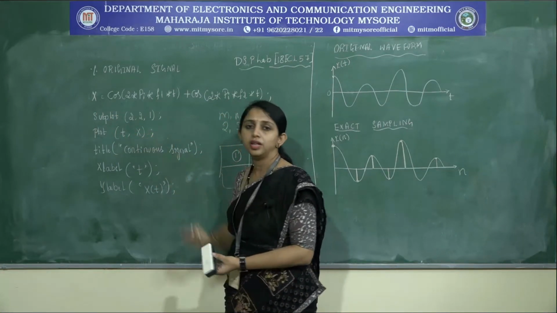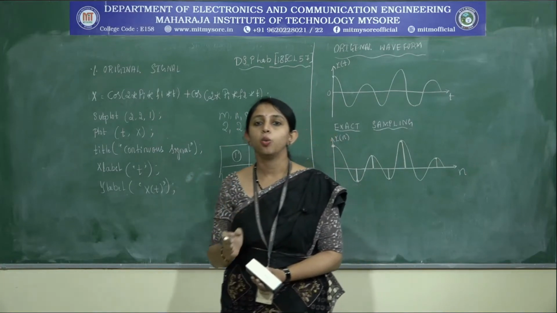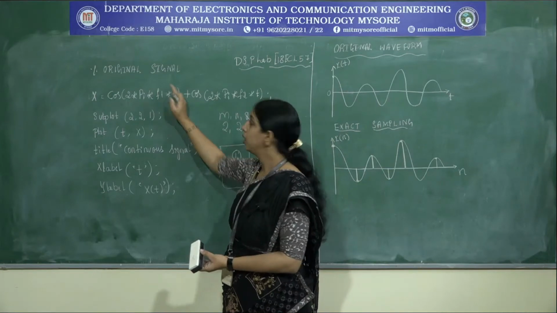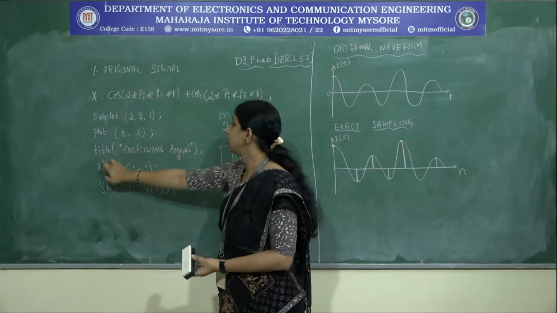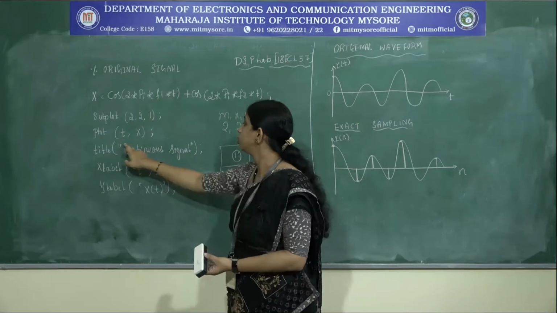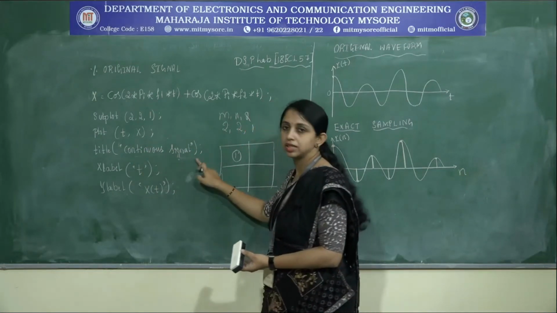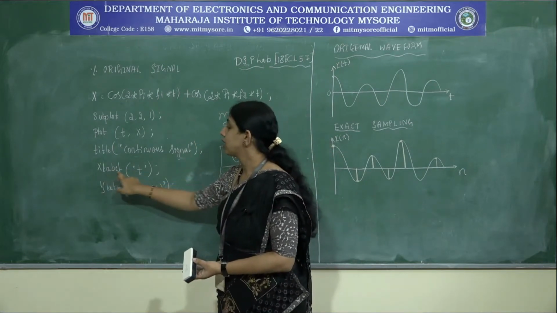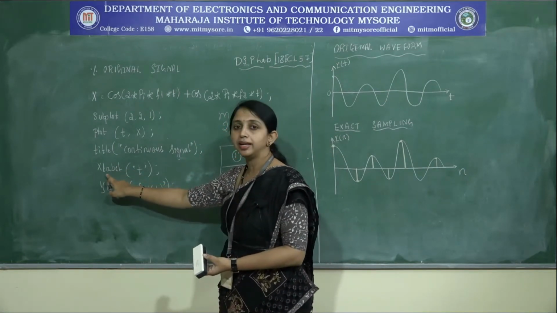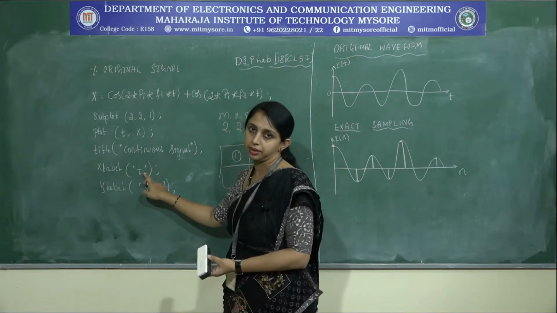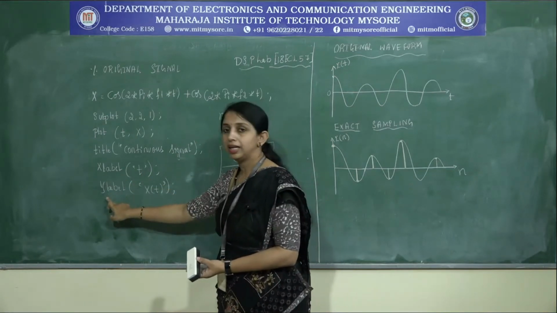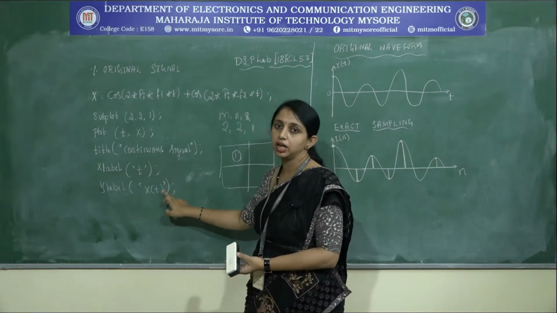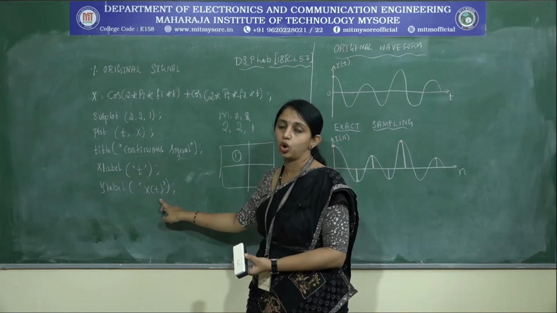For every wave, let us give an x-axis, y-axis, then a title. So, what is the first wave we are displaying now? It is the original signal. Give the title within single inverted commas as 'continuous signal', since it will be continuous in nature. Then give the x-axis through an instruction called xlabel. It is time t. And ylabel as x of t.